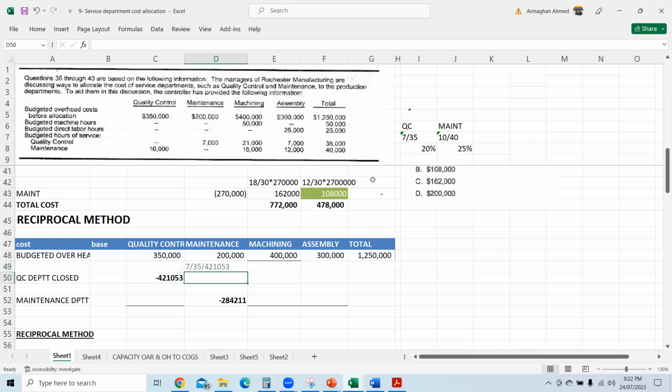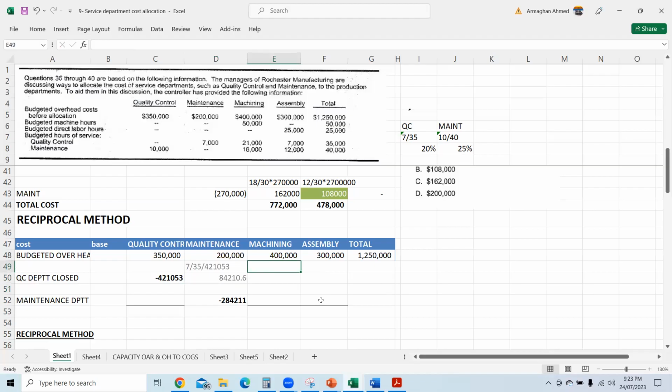421,053, right? So remember, we found out how much the cost will be, including the maintenance. Now we have to allocate 421,000, right? Not 350, the total we should allocate. So if I allocate, that will be how much? It should be multiply, right? Into. Yes. 84,211, right? Okay.